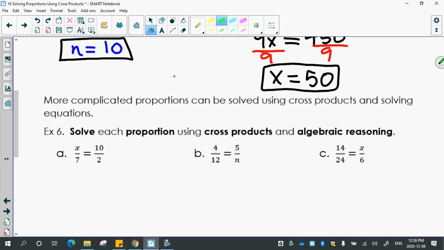So you've already got your proportion, cross, find where your variable is. My x is at the top here, so I'm going to start with my downward cross product, x times 2. So x times 2 you have to know to write as 2x. Don't forget the equal sign, it lines up, okay, equals here. And then you do the other one that didn't have x, so 7 times 10 is 70.